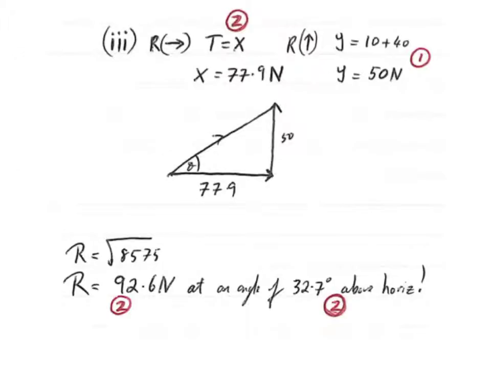We find the magnitude and direction of the reaction of the hinge. Resolve horizontally, t equals x, which means x is 77.9 newtons. Resolve vertically, y equals 10 plus 40, so y equals 50. Again, put them nose to tail, so the reaction force will go in the opposite direction. Using Pythagoras' theorem, we get 92.6 newtons. Work out this angle: 32.7 degrees above the horizontal.